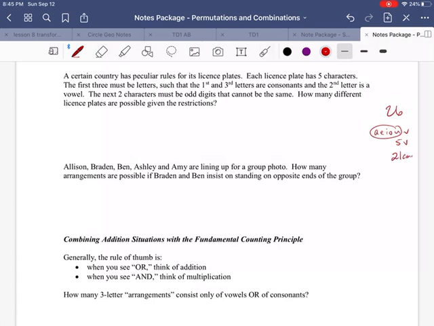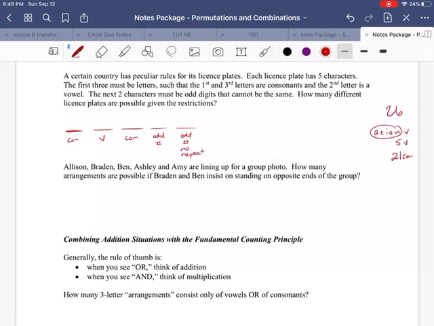Okay. All right, so 5 characters, so 1, 2, 3, 4, 5. First 3 must be letters, such that the first and third are consonants, and the second letter is a vowel. The next 2 characters must be odd, and no repeat for the last one.